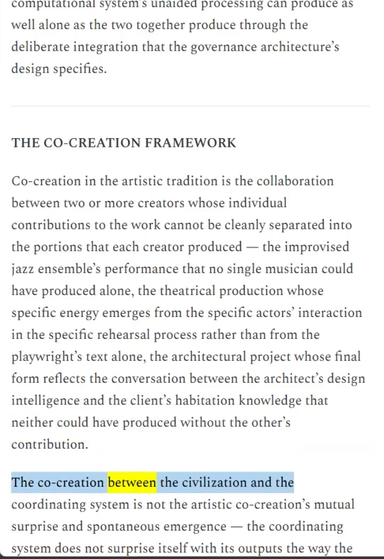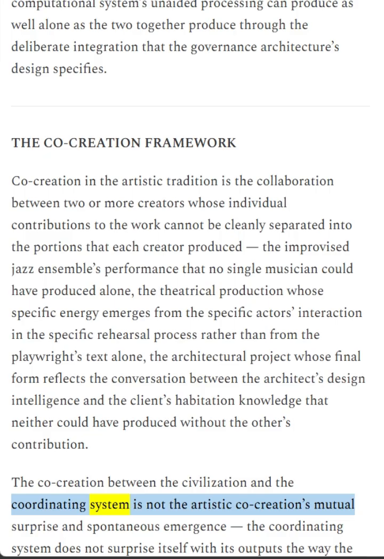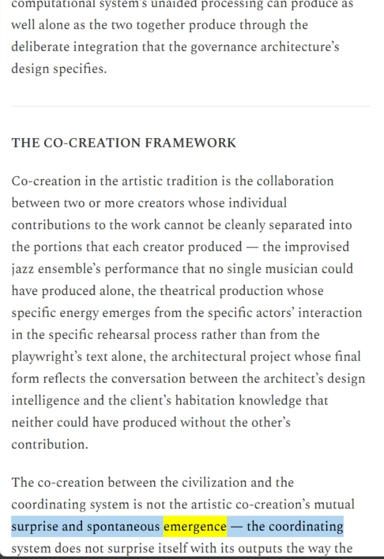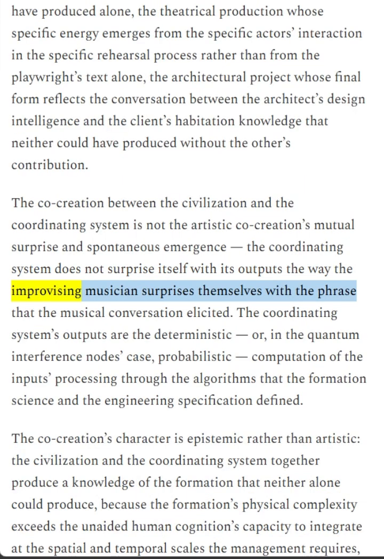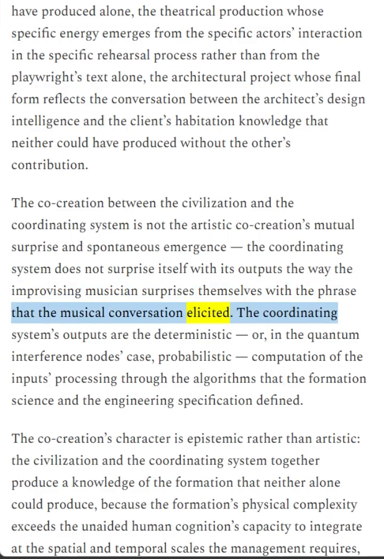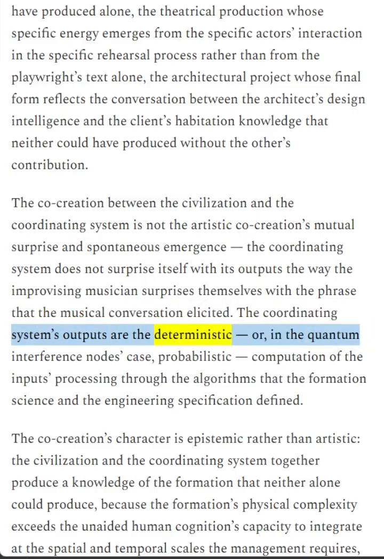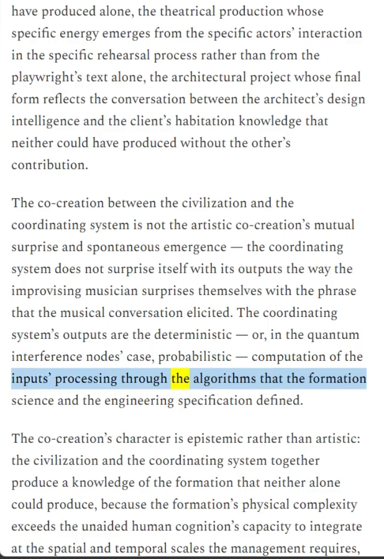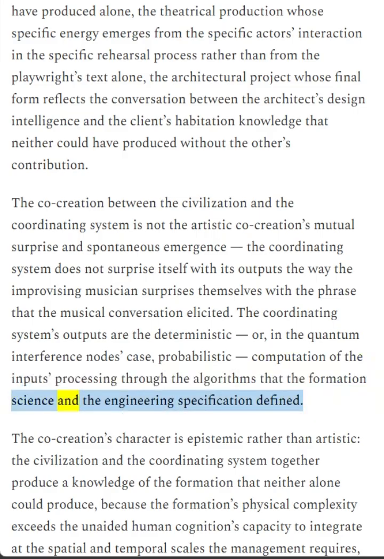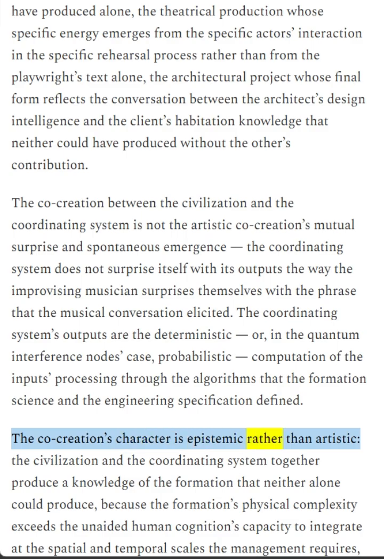The co-creation between the civilization and the coordinating system is not the artistic co-creation's mutual surprise and spontaneous emergence. The coordinating system does not surprise itself with its outputs the way the improvising musician surprises themselves with the phrase that the musical conversation elicited. The coordinating system's outputs are the deterministic, or, in the quantum interference node's case, probabilistic computation of the inputs processing through the algorithms that the formation science and the engineering specification defined. The co-creation's character is epistemic rather than artistic.